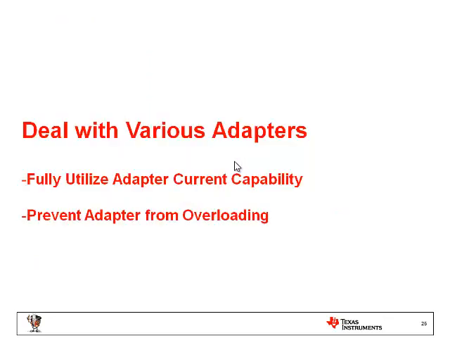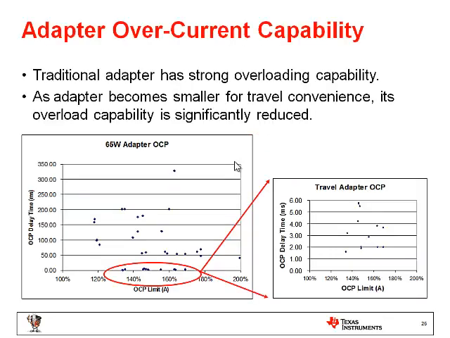Okay, now the second thing is how do we deal with various adapters. We talk about the traditional adapters. They are bulky, but they have very strong overcurrent capabilities. But the new travel adapters are getting smaller. So even given the same rating, the overcurrent capability might not be that strong.